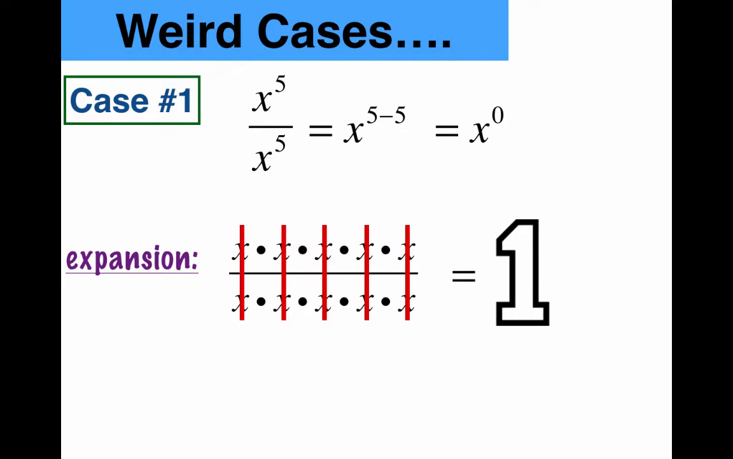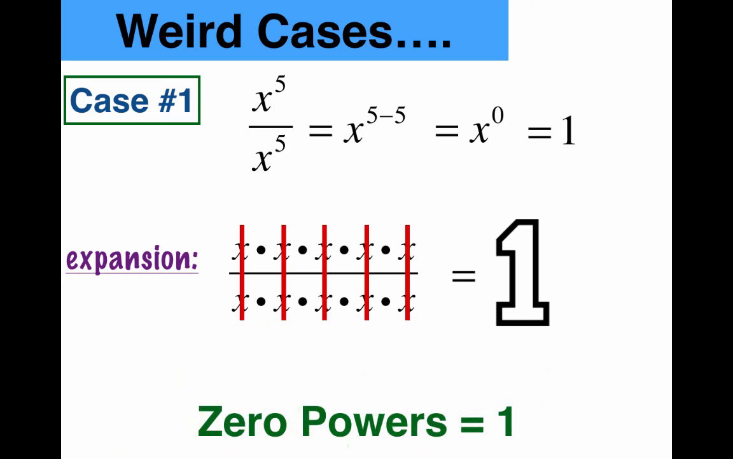So what is x to the 0 power? It's 1, which is really weird. Most people are like, how is that possible? But if you show the expansion, oh, it makes sense. Anything to the 0 power is equal to 1. 0 powers equal 1, which is actually pretty helpful.